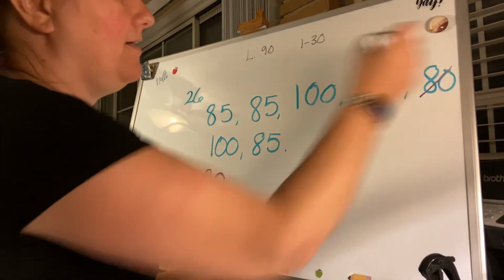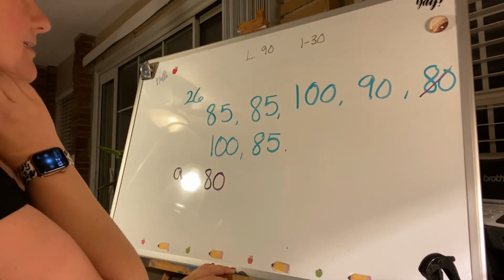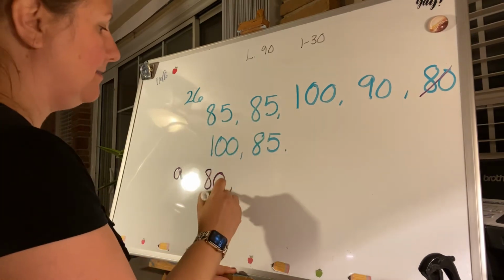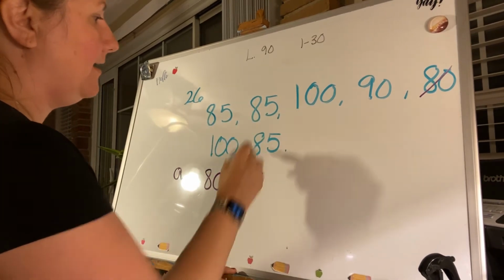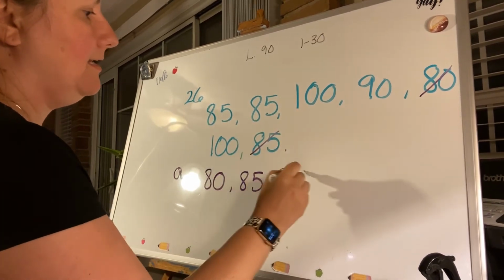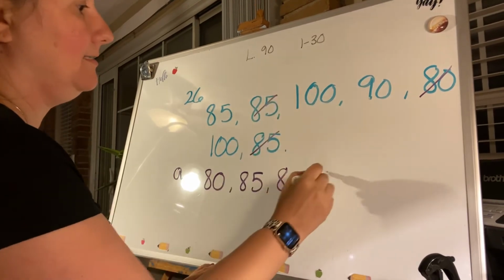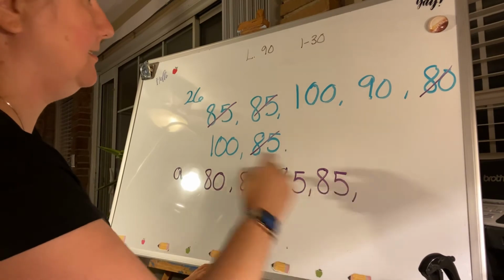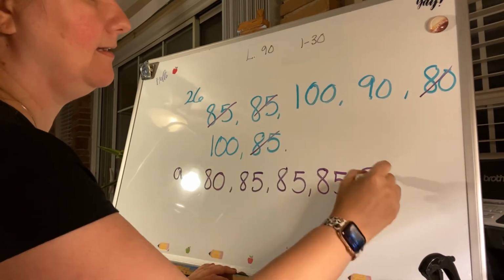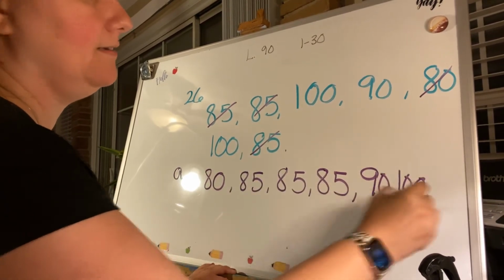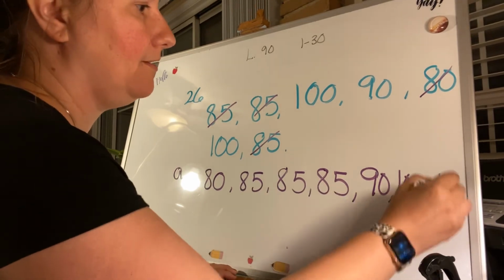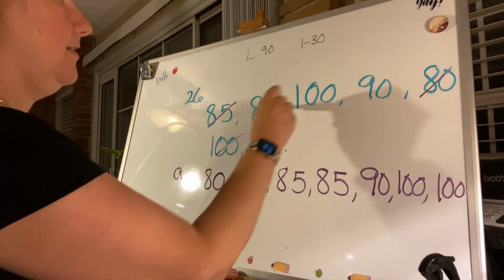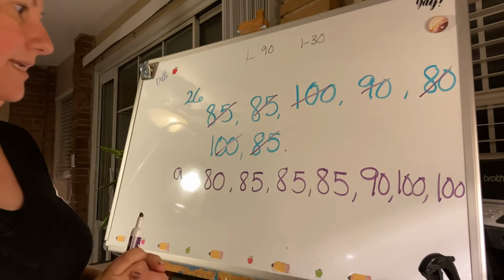Next, let me cross that out. 80, I see 85 three times. 85, 85. I see a third 85. Next I see 90. I see 100. And lastly, I see another 100. So I've got my 100s and I've got my 90.